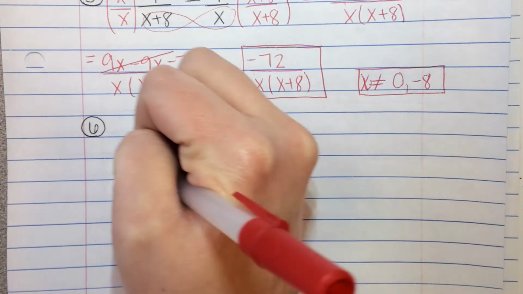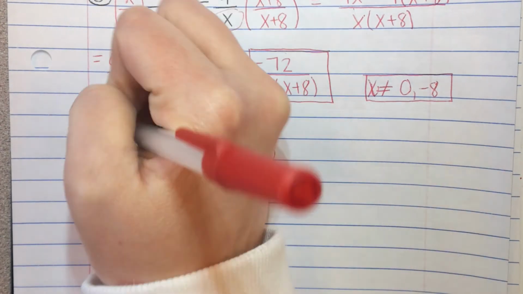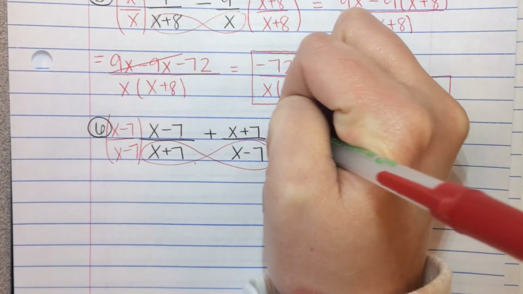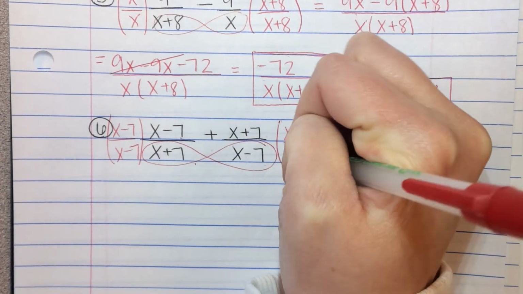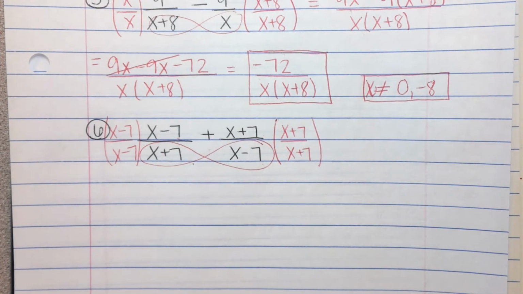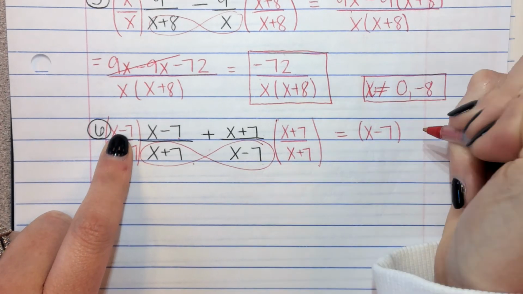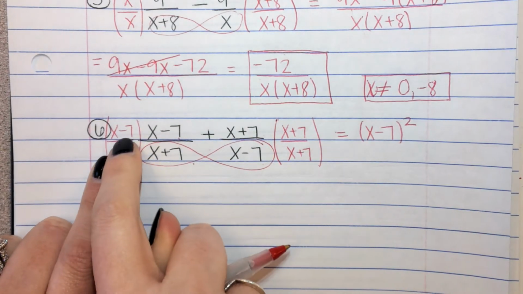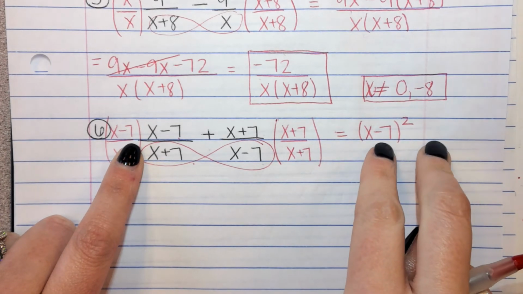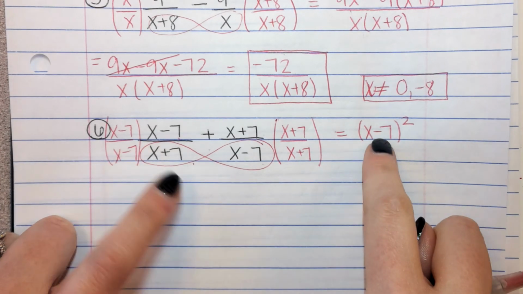So we have to do that crisscross. So on this side, I'll have x minus 7 over x minus 7. On this side, I'll do x plus 7 over x plus 7. Okay. Now, that's going to turn into the quantity x minus 7 squared, because x minus 7 and x minus 7, it's squared. You could write it out as two binomials if you want to. I'm just trying to save some space, save myself some work, and write it this way.